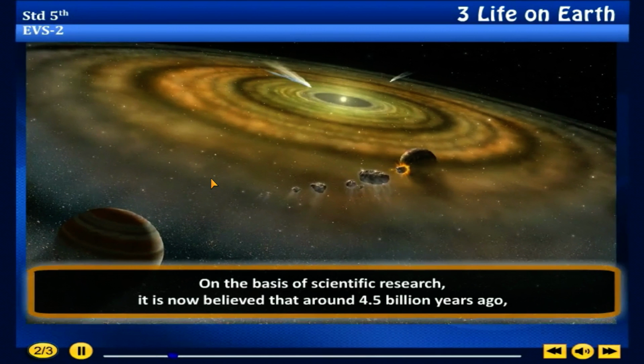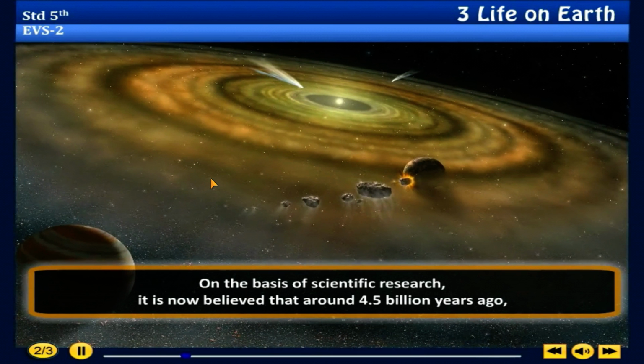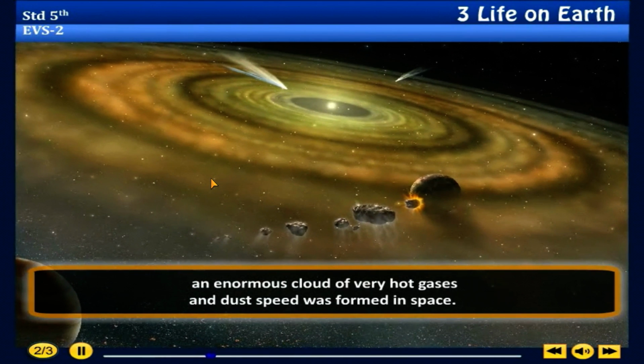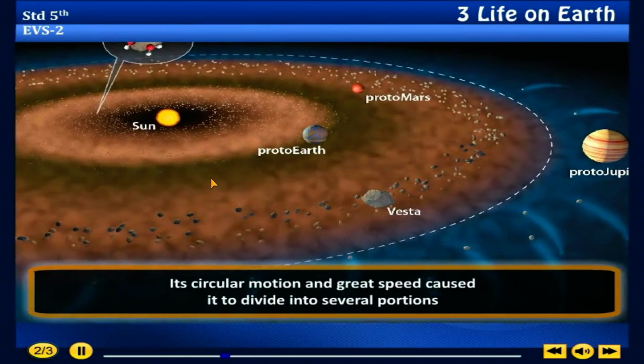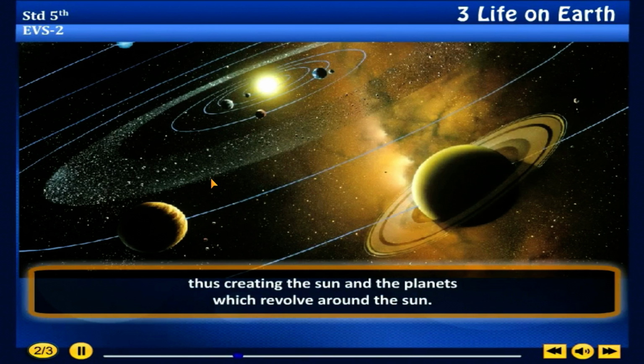On the basis of scientific research, it is now believed that around 4.5 billion years ago, an enormous cloud of very hot gases and dust was formed in space. Its circular motion and great speed caused it to divide into several portions, thus creating the Sun and the planets which revolve around the Sun.